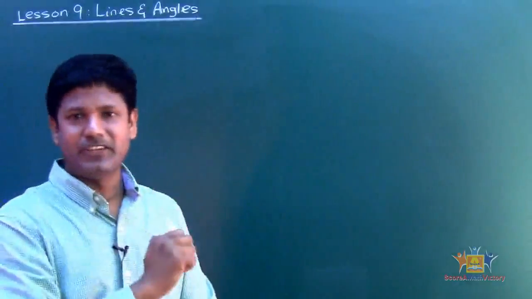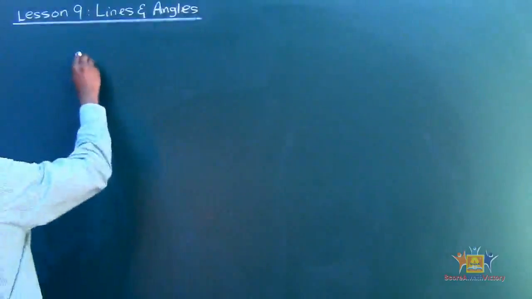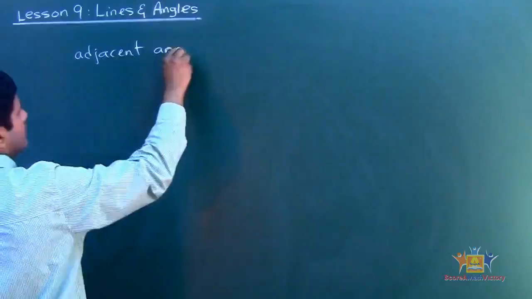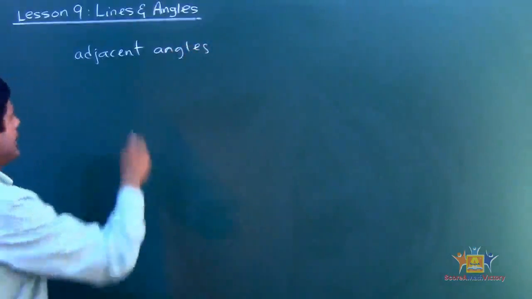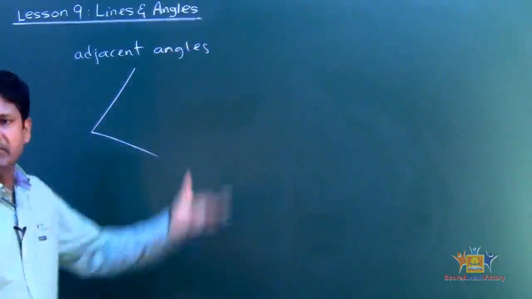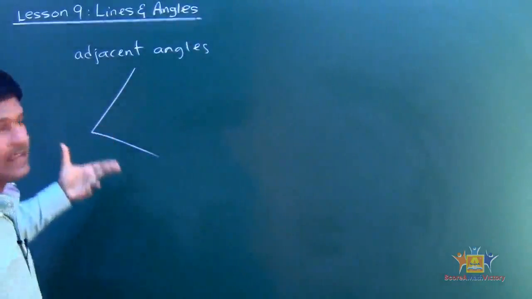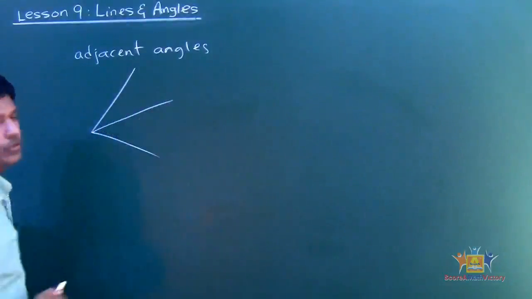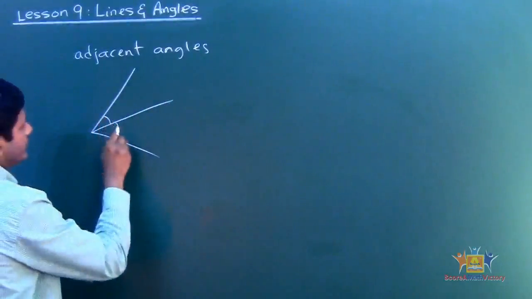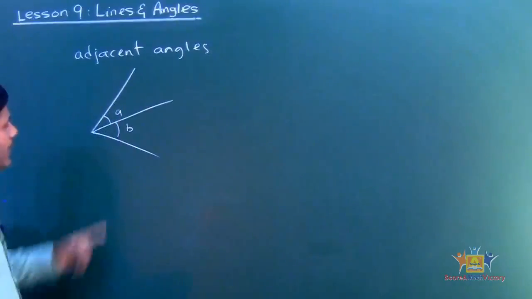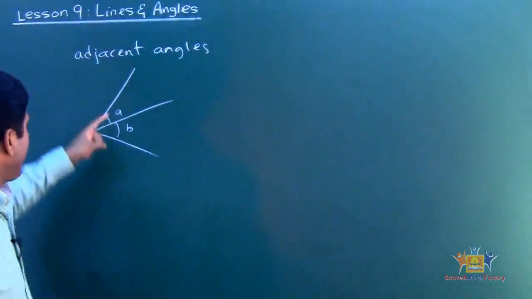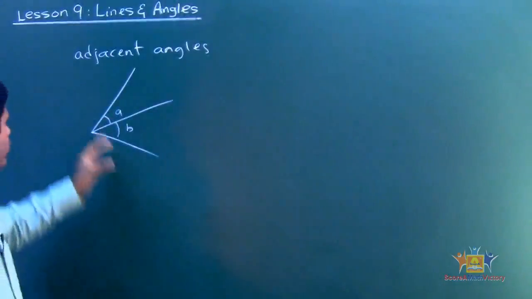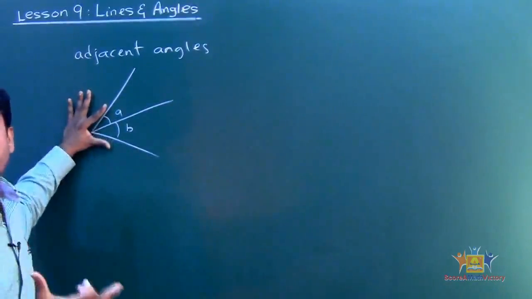Let's talk about adjacent angles. Adjacent angles refers to, let's say I give a certain angle. It can be less than 90 or greater than 90. And I put another line to it. Then next to each other, A and B are adjacent to each other. That means A is next to B, B is next to A, and that's what adjacent means. So this doesn't have to be in certain angles.